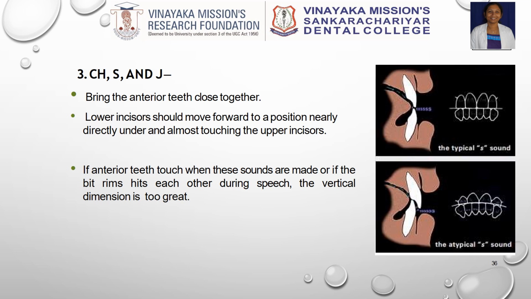Next come the sibilant sounds. They are S, J, S, H. Here, the anterior teeth come close together. The lower incisor should move forward to a position almost touching the maxillary incisor teeth. This sound is caused when the air passes between the maxillary anterior and the mandibular anterior teeth. If the bite rims hit each other, it causes atypical S sounds. If there is too much space between the maxillary and mandibular bite rims, it also causes sibilant sounds.